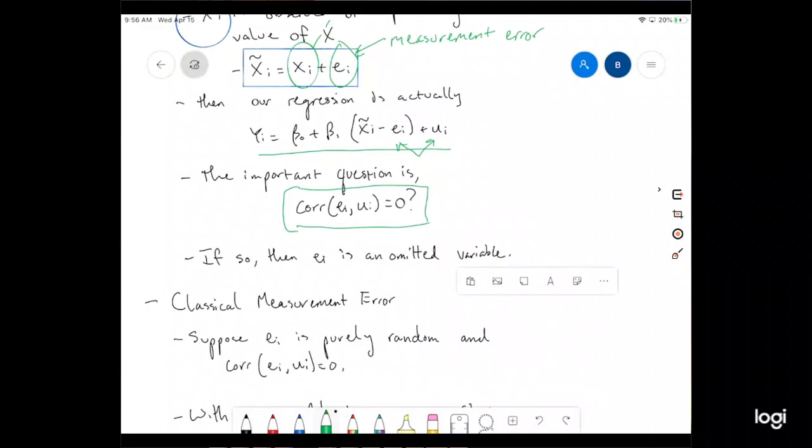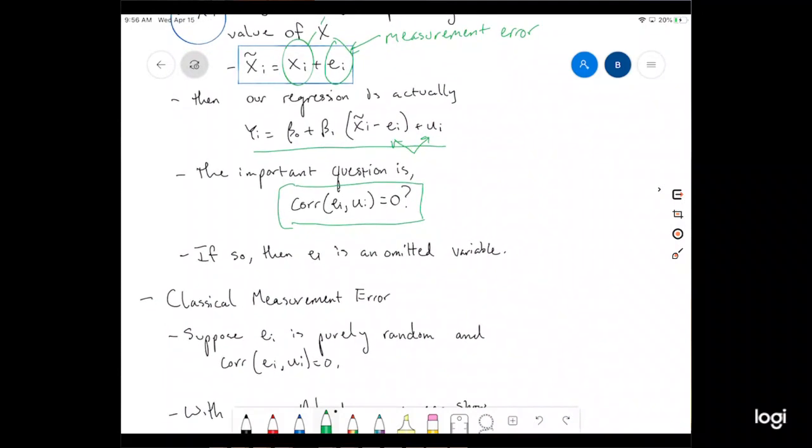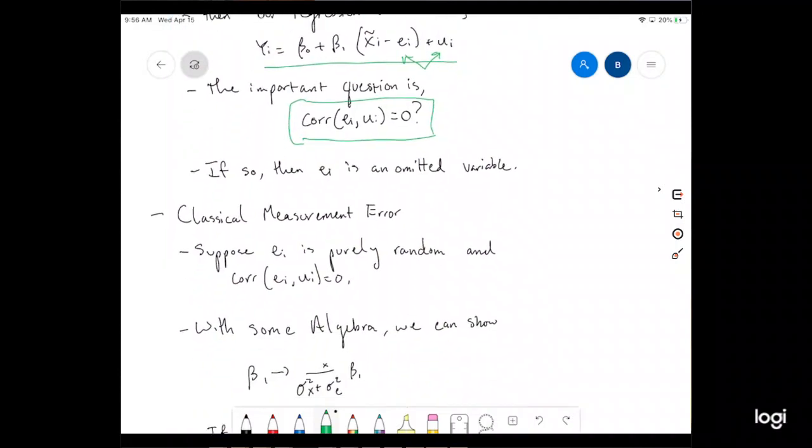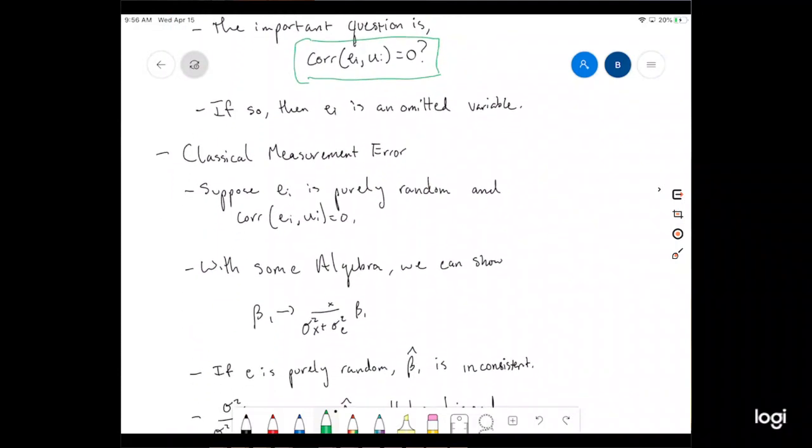So if ei is correlated with ui, then it's systematic measurement error, which is going to cause beta 1 to be biased either upwards or downwards. If ei is uncorrelated with ui, then it's called classical measurement error. And so ei is purely random, and the correlation between ei and ui is equal to 0.